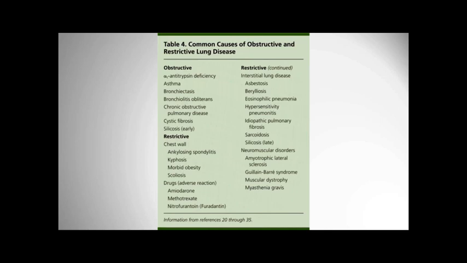Here, we are going to study interstitial lung diseases, for example, hypersensitivity pneumonitis. We are going to study some other interstitial lung diseases like pulmonary fibrosis, and some others that we are going to be covering. And these are going to be studied in nervous system disorders. So restrictive diseases are going to be studied in different sections.